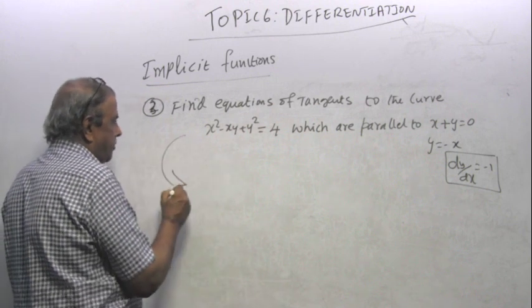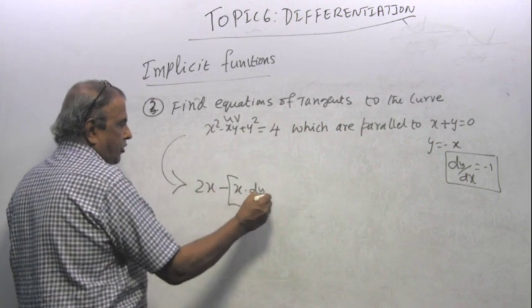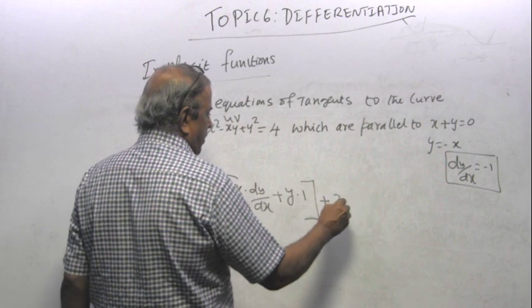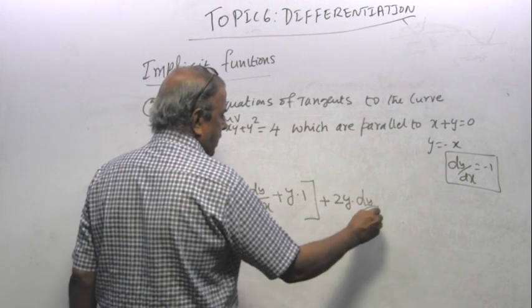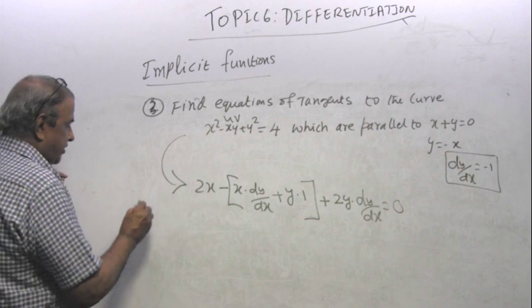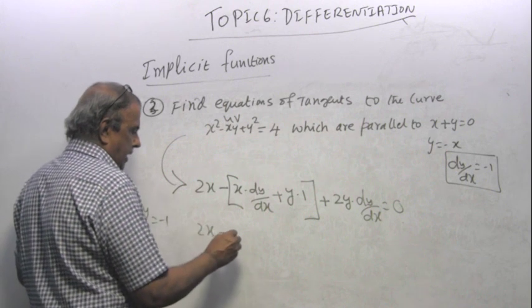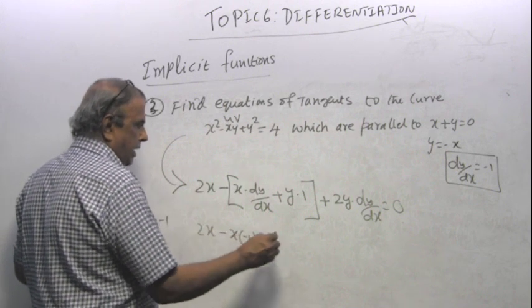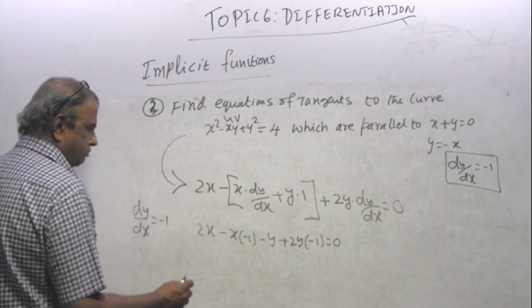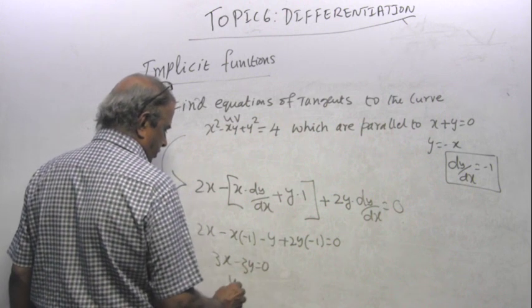So let's differentiate this. I get 2x minus, it's a product. u is x, y gives you dy/dx, plus v is y, x gives you 1. y squared gives you 2y dy/dx, equal to 4 gives you 0. But you know dy/dx is minus 1 because that's the gradient of the tangent. So I get 2x minus x times minus 1 minus y plus 2y times minus 1 equals 0. 2x plus x is 3x minus 3y equal to 0, so you get y equal to x.